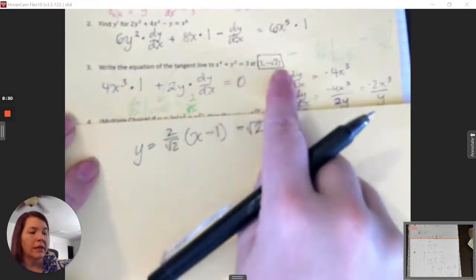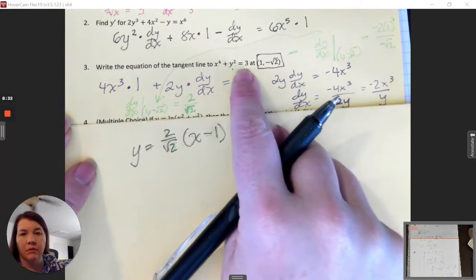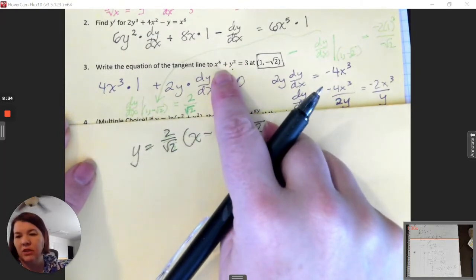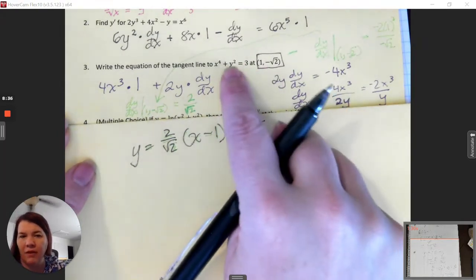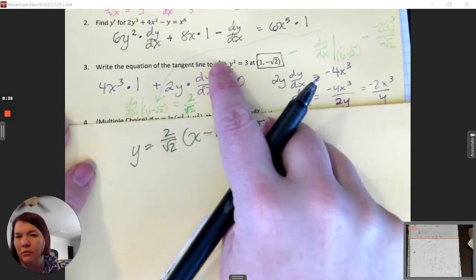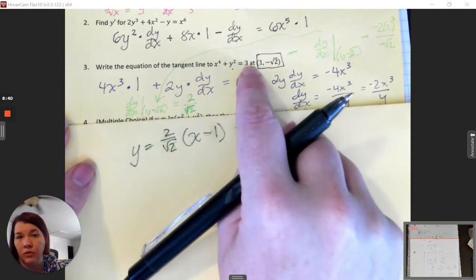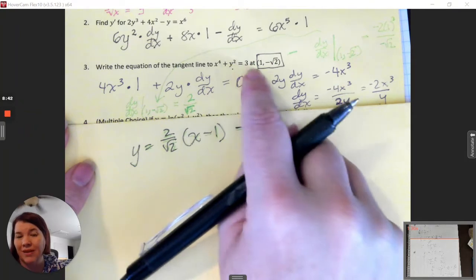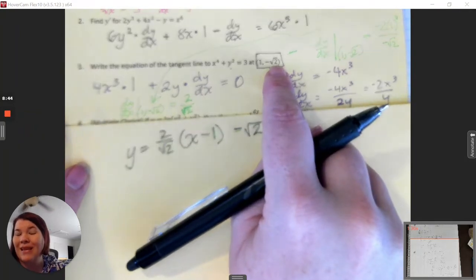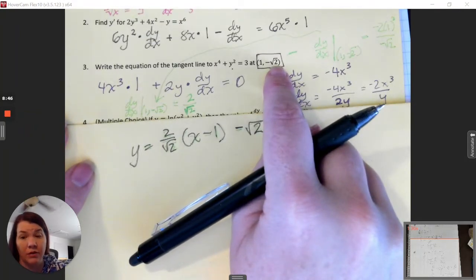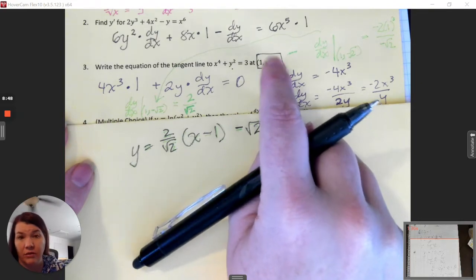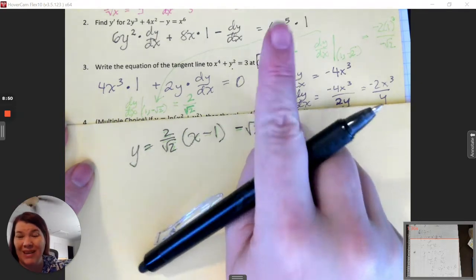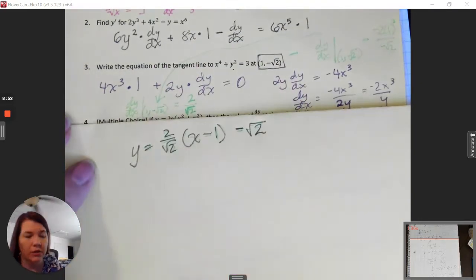With these, they tend to give you both x and y because of how it's hard to find. Like if I gave you x and you had to figure out y, that'd be annoying. But if you think about it, 3 minus 1 is 2, take the square root, and they only want it at that specific point, which is again why they do it, because there are 2 answers. They want this one, not just x equals 1, because then there would be 2 equations.